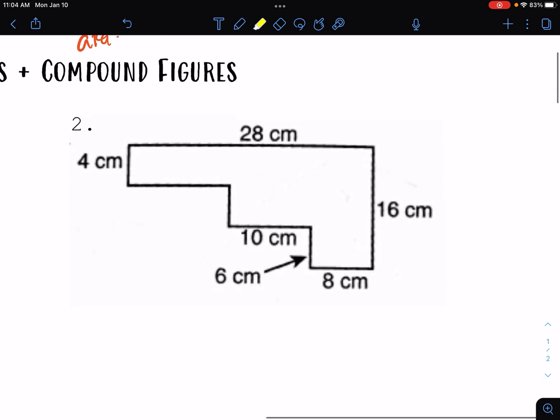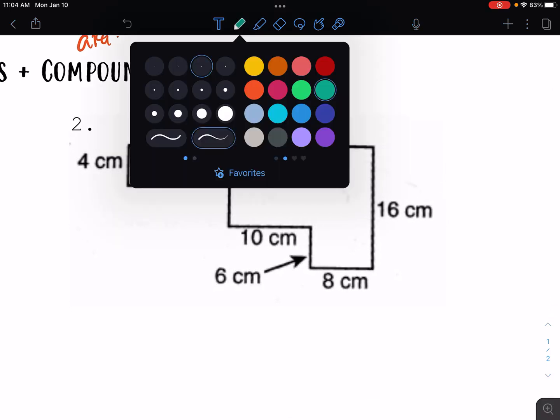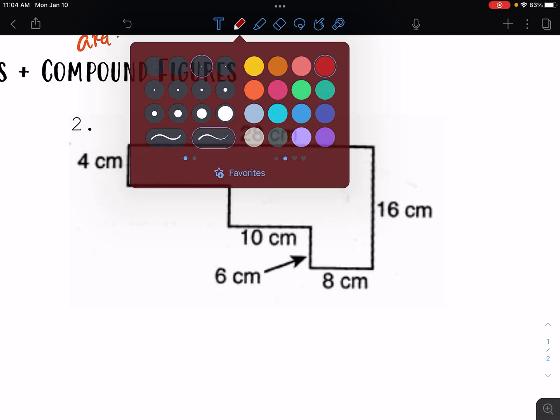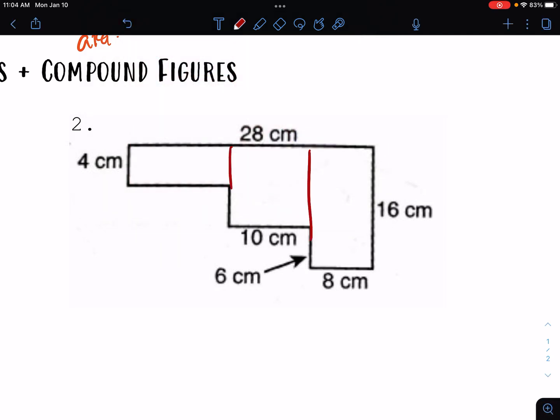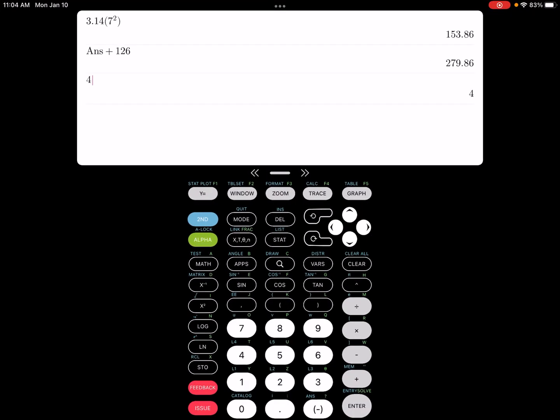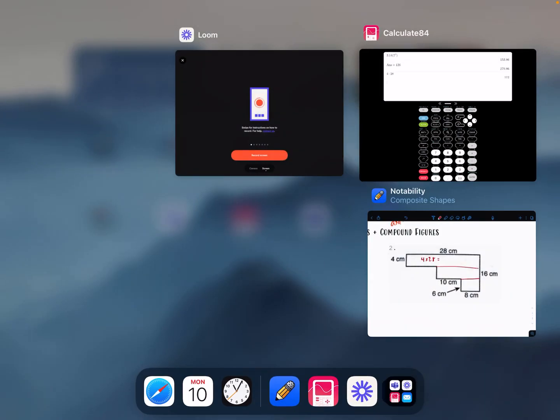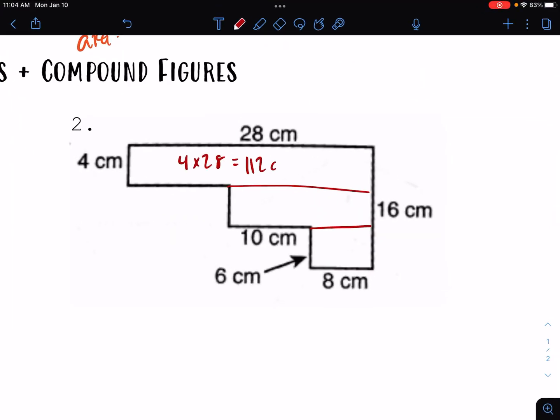There's several ways we could chop this shape into different parts. We could use these 3 rectangles, or we can use these 3 rectangles. You have a lot of options, so you just stick with one and go for it. So this one is a 4 by 28 rectangle, so let's just go ahead and calculate that. 112 centimeters squared.